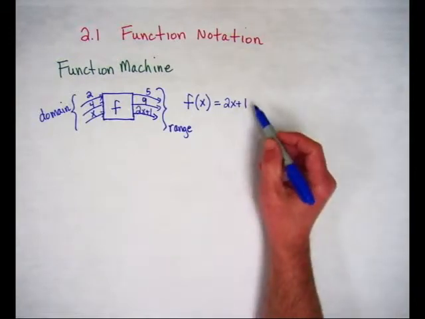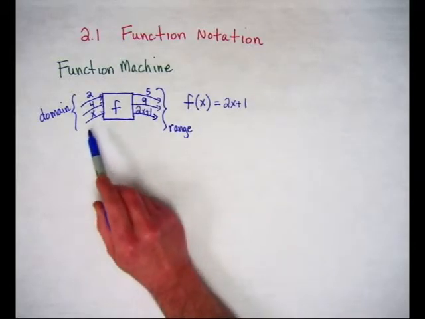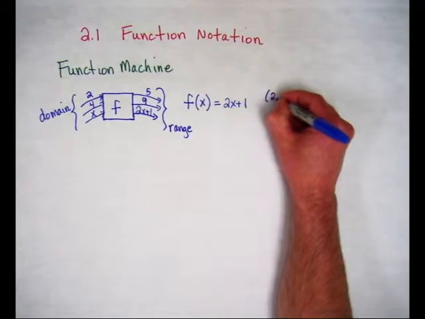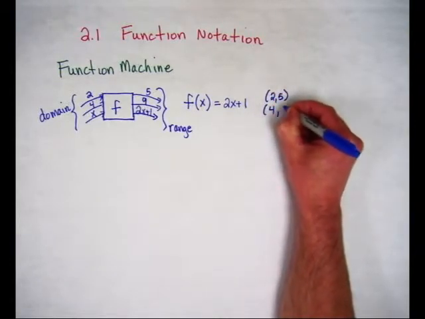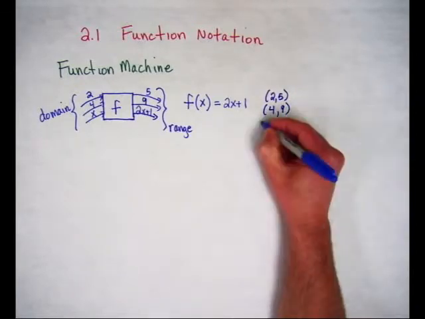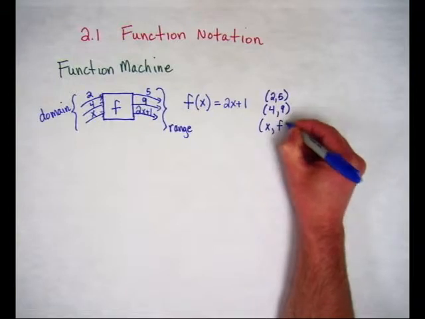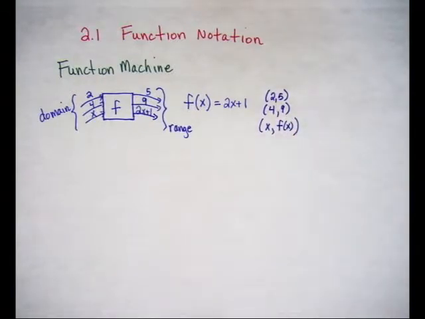This particular function right here, if you actually graphed all of these points, that's all a function is. It's just a bunch of points. There would be a point, in this case, at (2, 5). There would be a point at (4, 9). And there would be a point at x, whatever the function is being told to do to the x. So f at x. In this case, if you actually plotted all these points, you'd notice that they would fall on a straight line. And so this is an example of what's called a linear function.